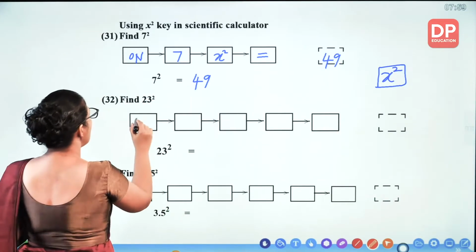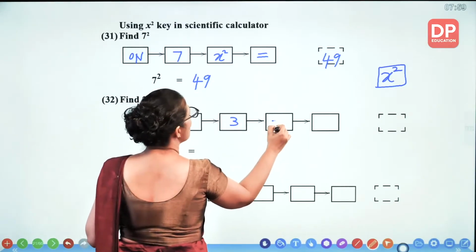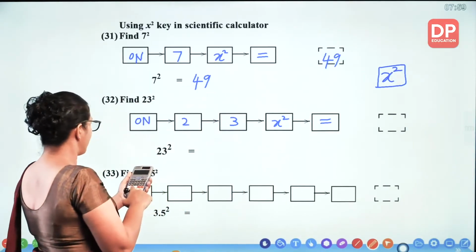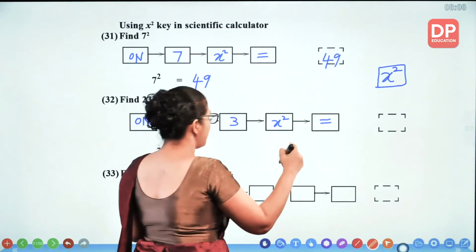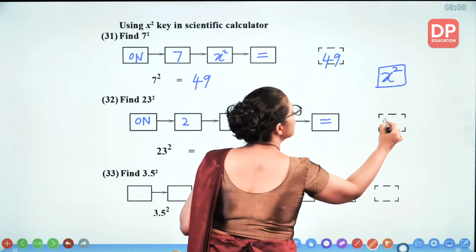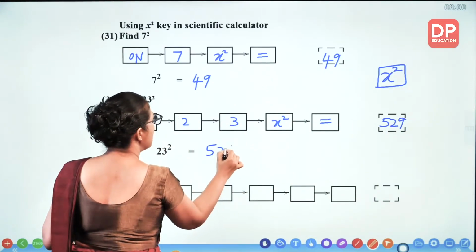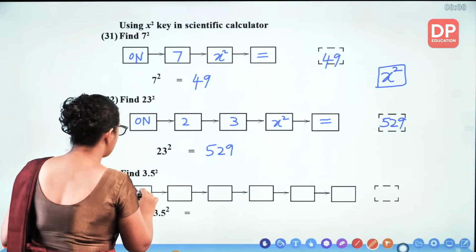23 squared. Switch on, 23 squared button and then equal sign. 23 squared and equal button, 529. The answer is 529.